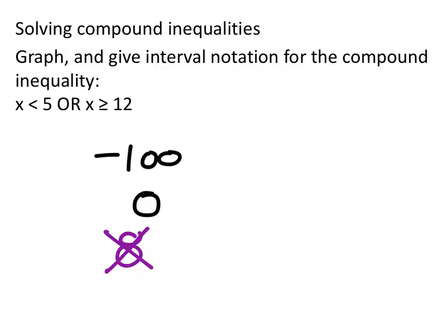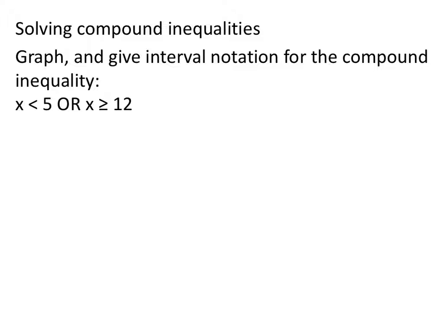So if we start looking at a number such as 15, well, now it's going to make x is greater than or equal to 12 true, but it would make x is less than 5 false. But again, it's only got to be one or the other, so 15 would be a solution for this compound inequality. Now we need to think as well, in these inequalities, how many solutions are there?